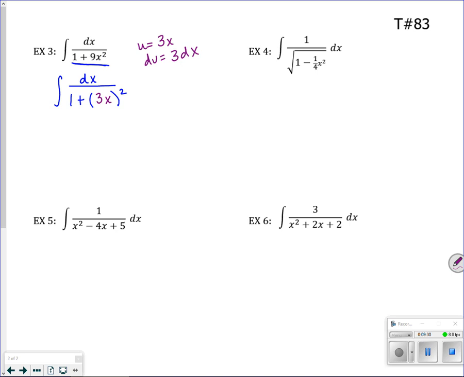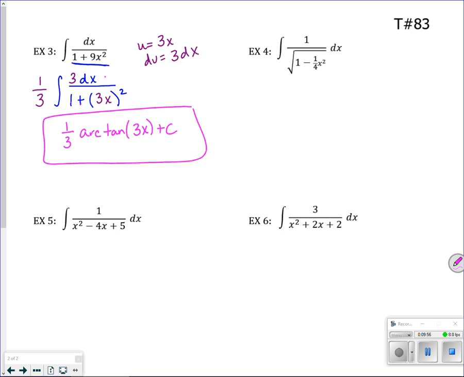To make it of the form that I need for arctangent, again, I don't have the square root, then all I need is a 3 on top. And if I need a 3 on top, then I have a 1/3, and now I've got it. U prime over 1 plus u squared, and so my answer is 1/3 arctangent of 3x plus c. So hopefully you got that one.